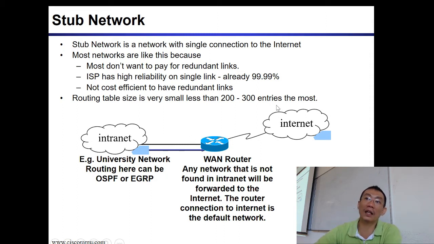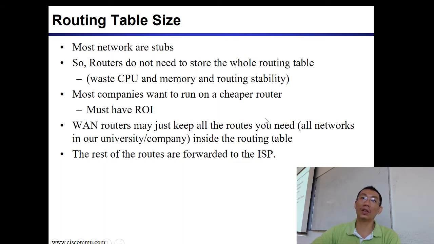And the routing table size is typically very small, 200 to 300. You have your intranet, and you only store the networks you have for your own network, maybe 200-300 routes at the most. Whatever you cannot find, you forward to your ISP. Your service provider will look it up for you. So this is a stub network. For your router, you don't have to store the whole routing table, so you can run on a cheaper router.